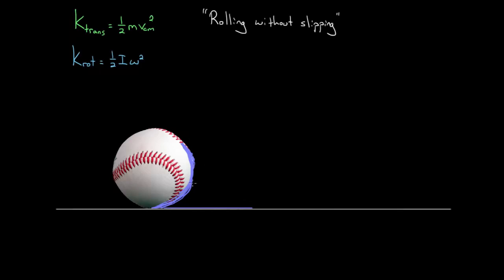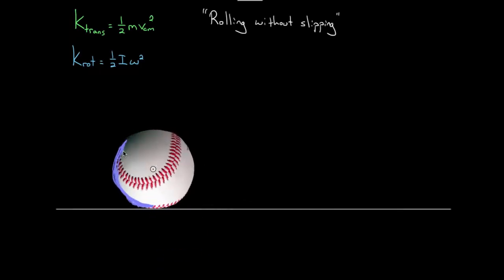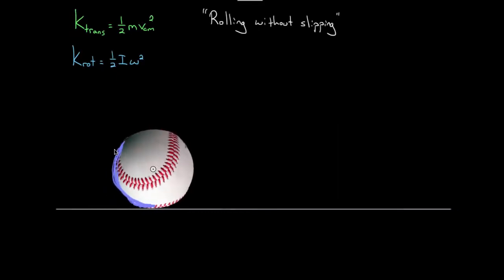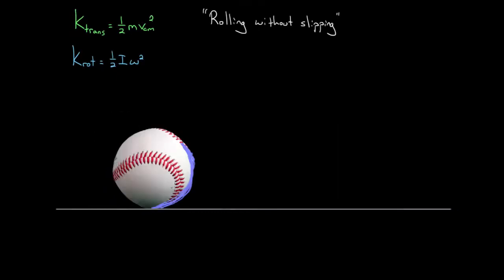So if it rolled to this point, in other words, if this baseball rotates that far, it's going to have moved forward exactly that much arc length forward, right? Because if this baseball is rolling without slipping, then as this baseball rotates forward, it will have moved forward exactly this much arc length forward.